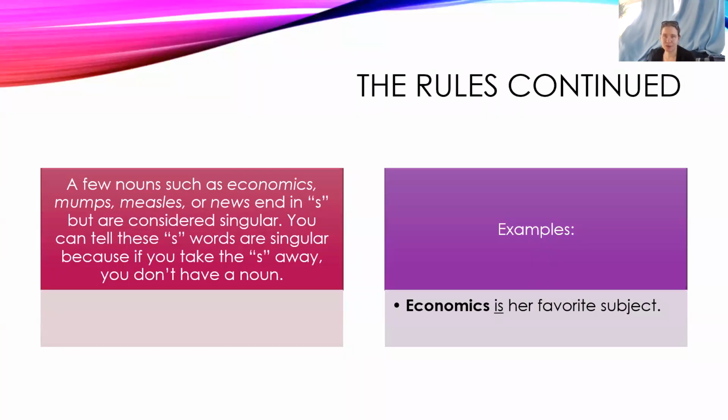Our last rule has to do with odd nouns that have an S on them at all times, even though they're considered singular. You can tell these S words are singular because if you take away the S, you no longer have a noun. Economics is one such word. Without the S, we have economic, which is an adjective. Mumps and measles are diseases that would sound odd without their S. A mump would be a synonym for a bump, not a disease. And who's ever heard of a measle? Kind of sounds like a weasel.